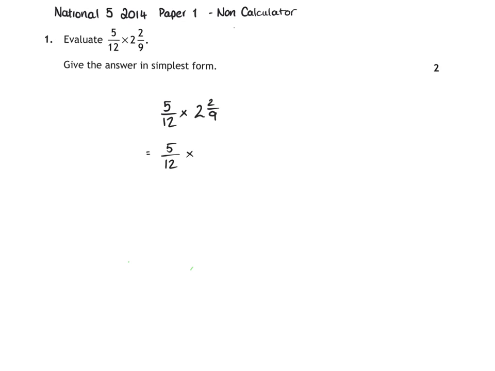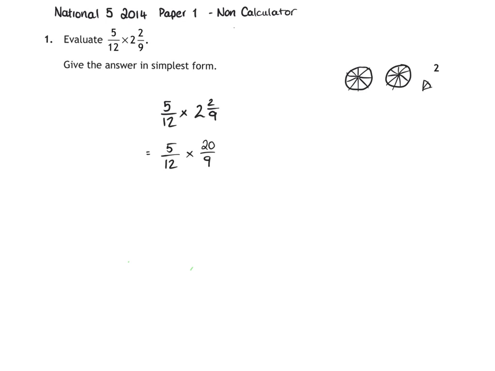So if we think about it, if we have two objects and we split them into 9, and then we do the other one into 9, so 1, 2, 3, 4, 5, 6, 7, 8, 9. And then we've got 2 more 9ths left over. In total, we've got 9 from this one, 9 from that one, and then another 2. So that's going to be 20 over 9.